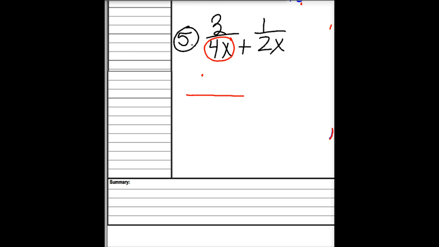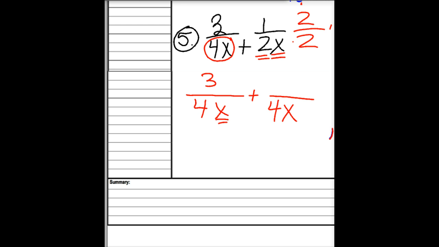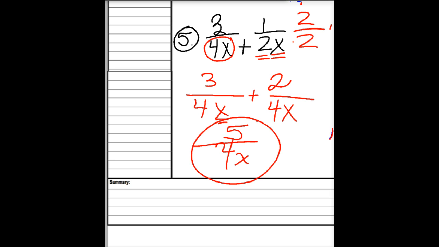What that means is I'm going to just leave that first one unmessed with. This one, though, it's got the x, but it needs to be a 4. What that means is I'm going to introduce a 2 on the bottom, so I get it pumped up to 4x, and then I have to do it on the top. Now that I have a common denominator, I keep it and add up those tops, and I'm completely done. So that one wasn't too bad at all.